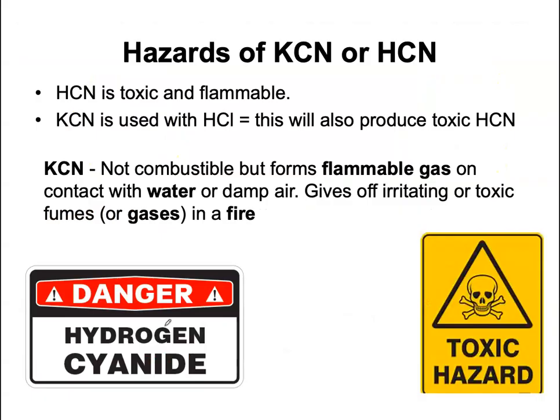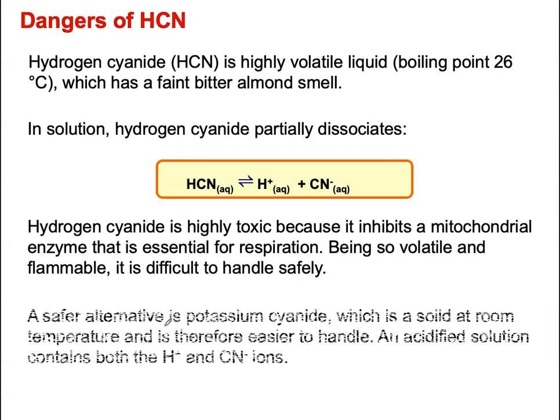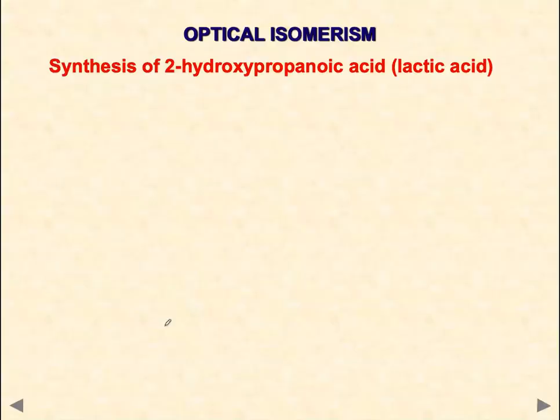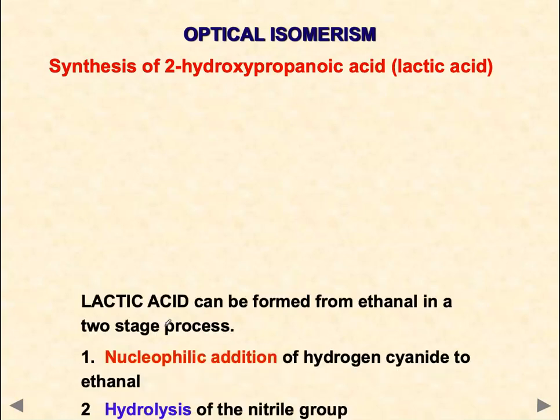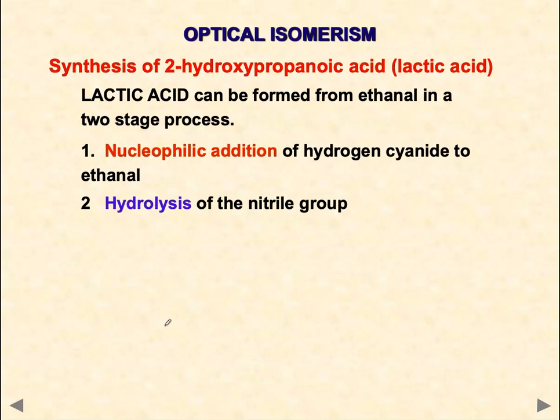And before I go into the last thing, HCN is toxic and flammable, and we're using KCN with HCl instead. The last thing we're looking at is the synthesis of 2-hydroxypropanoic acid, better known as lactic acid. We're looking at how lactic acid is made in a 2-step process from ethanal.